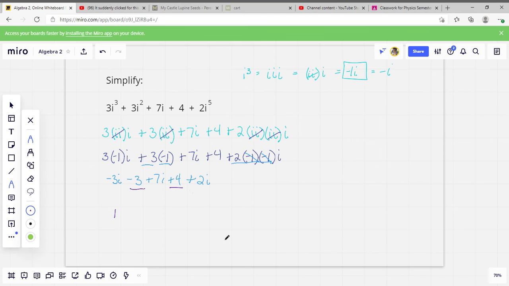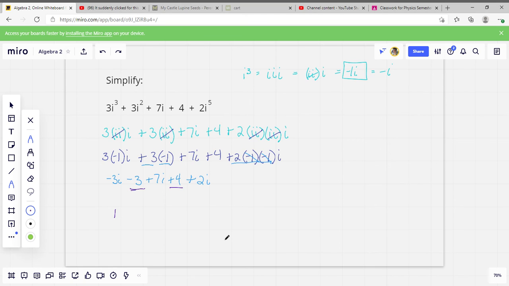I'm missing something. Hang on. Negative 3. Oh, I wrote my problem a little bit differently than in the book. In the book, this is a 2 up here. Okay, but we won't worry about that.